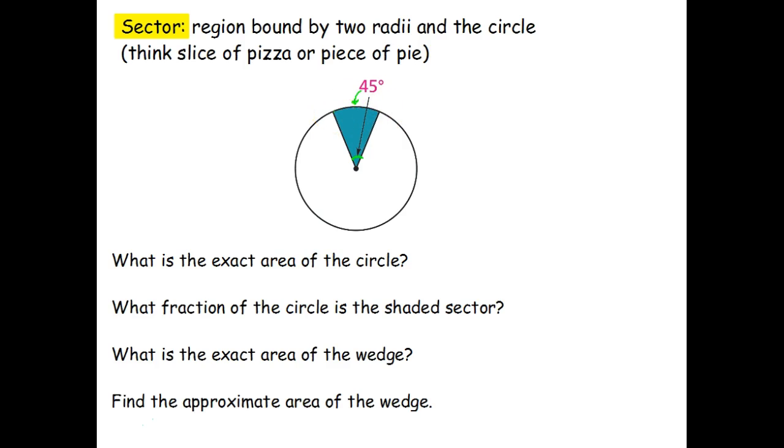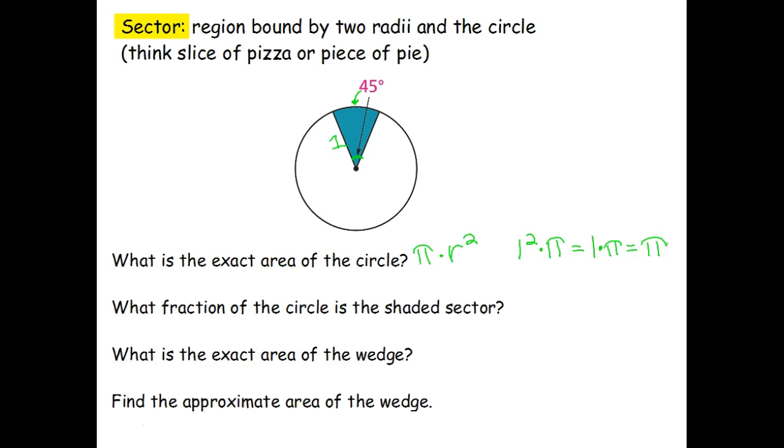If we wanted to find the area of the circle, we would need to use pi times radius squared. And I forgot to put the radius up here. The radius is 1. So the area of the circle is pi times radius squared, which is 1 squared times pi, which equals 1 times pi, which is pi, or 3.14.